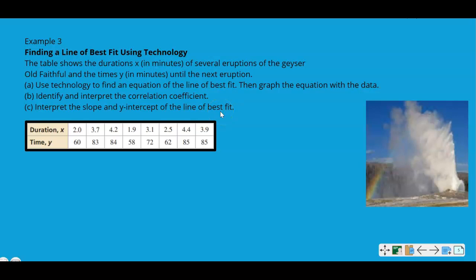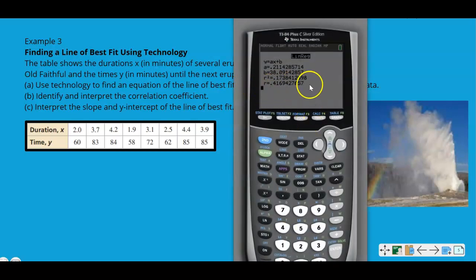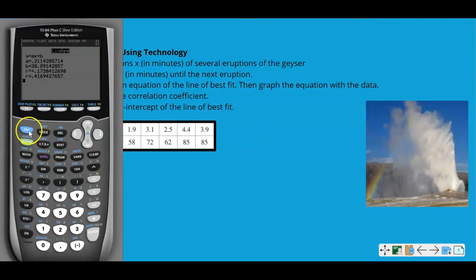Now, very quickly before you get started, if your calculator is not showing this r, let me show you how to get to that. Press 2nd, 0, that's your catalog. In your catalog, you have to scroll all the way down to find DiagnosticOn. You may be able to hit D and skip down through there, but I usually just scroll down. You're going to find DiagnosticOff and DiagnosticOn.